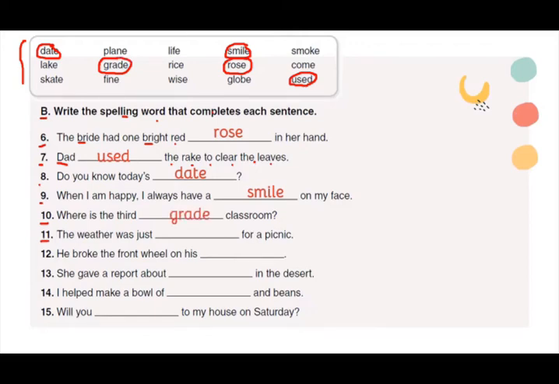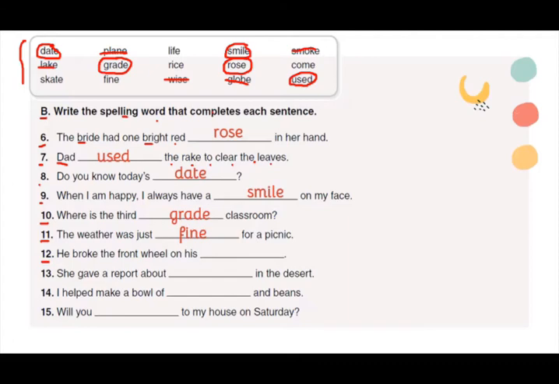Number 11, the weather was just what for a picnic? What do we say? The weather was just, now I used lake. Can I say skate in this sentence? No. I used the plane. Can I say fine? The weather was just fine for a picnic? I think yes, it is correct. Fine is the answer. I'm going to cross out wise because we used it, and globe and smoke.